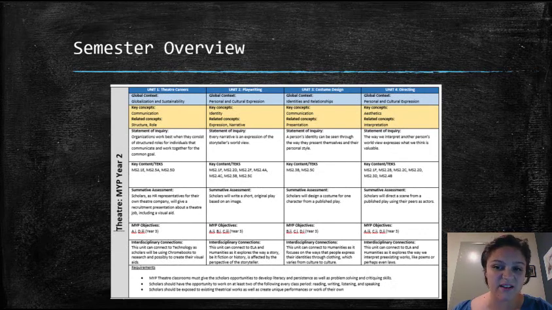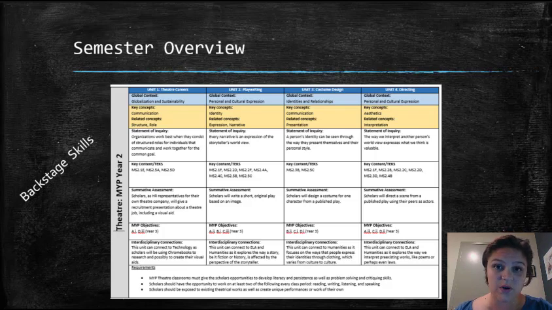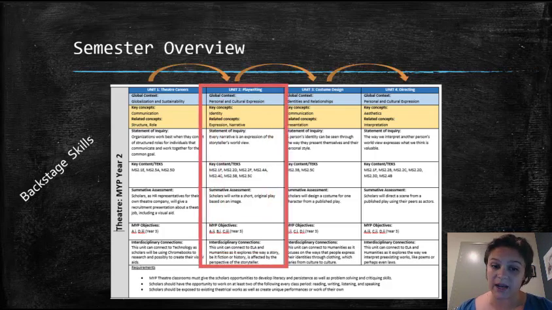So just as a reminder, in 7th grade we're working on building backstage skills, since 6th grade was focusing on acting skills. They've just come out of their theater careers unit where they researched a specific theater career. And now we're diving into the first of 3 units that's actually specific to one of those careers. So this one is on playwriting. You'll see that then builds into costume design and then into directing at the end of the semester.